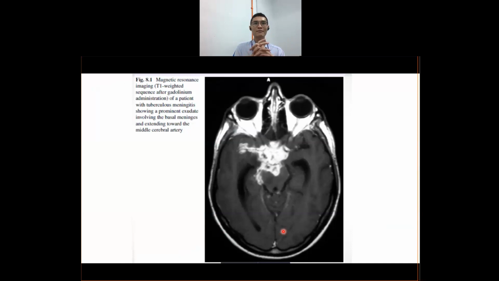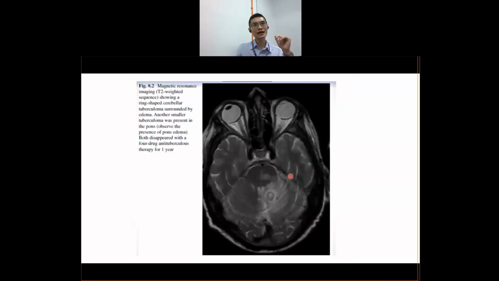All right, so this is an MRI. Okay, they put in contrast, and you can see this is basal enhancement. So from anatomy, you learn about the circle of Willis at the base of the skull, at the base of the brain. Okay, so this area is actually full with exudates and also all these dirty inflammatory materials due to TB. All right. This is another patient with a tuberculoma here. Okay, so it is a mass, a small mass located at the cerebellum.